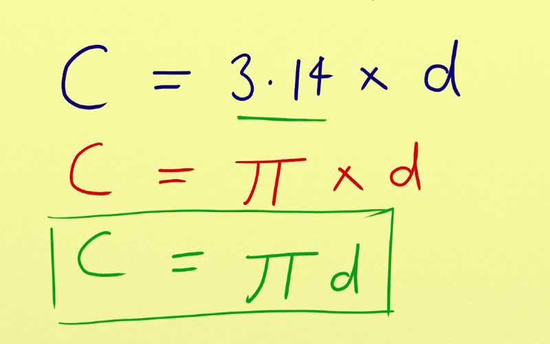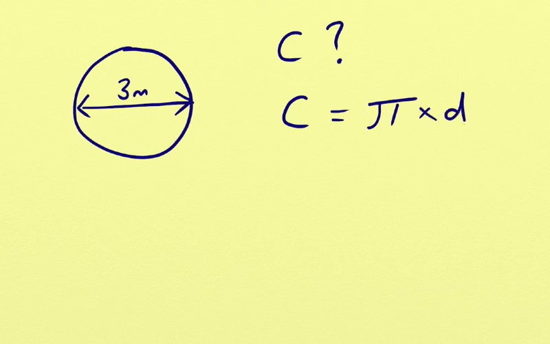So let's have a go at a couple of examples. Let's say we had a circle, and the measurement across the centre was the diameter. We have the diameter at 3 meters, and we want to know what the circumference is. We know that the circumference is pi times the diameter.